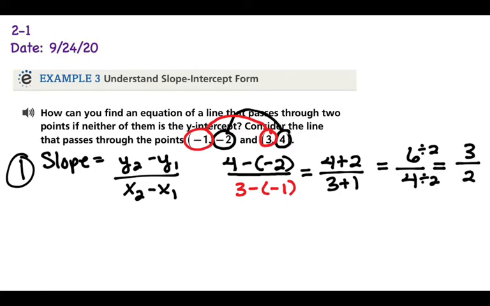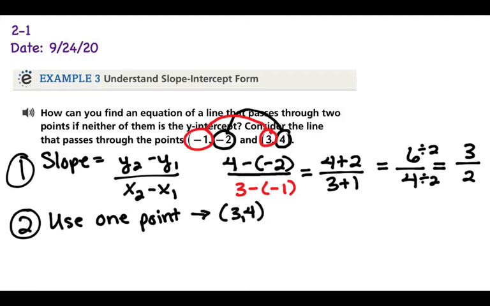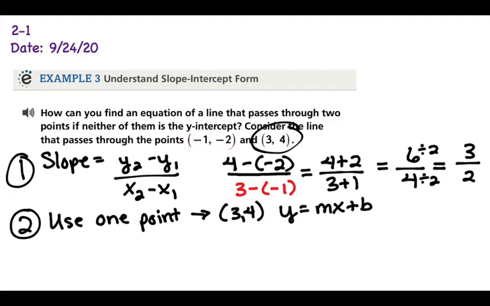So now that we found the slope, all we've got to do is take one of those points that they gave us originally in the problem and plug them into our slope-intercept form, y equals mx plus b, and include the slope we just found and then solve for b. So I'm going to use (3, 4) because 3 and 4 are positive. It's just easier to use. And remember our slope-intercept form of y equals mx plus b.